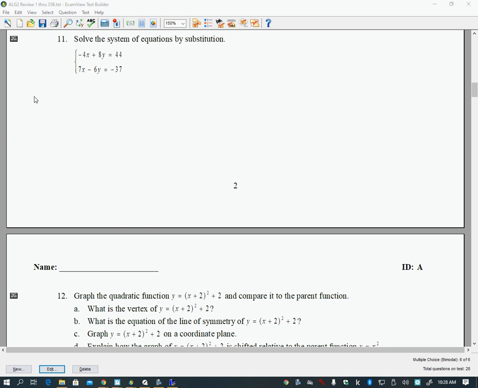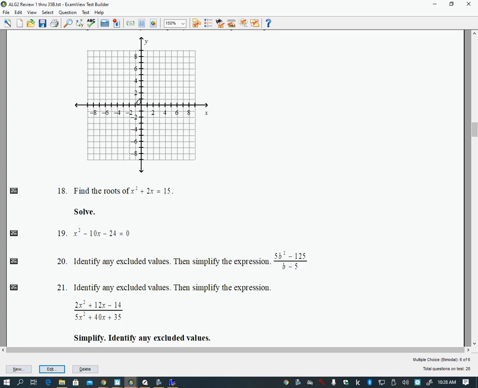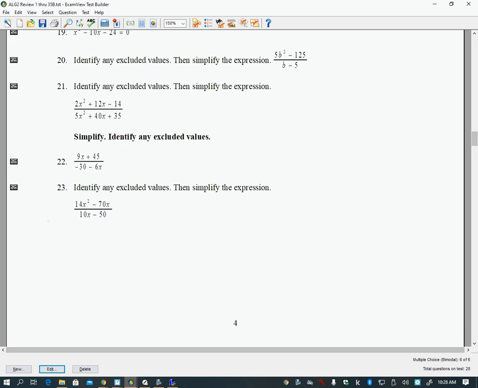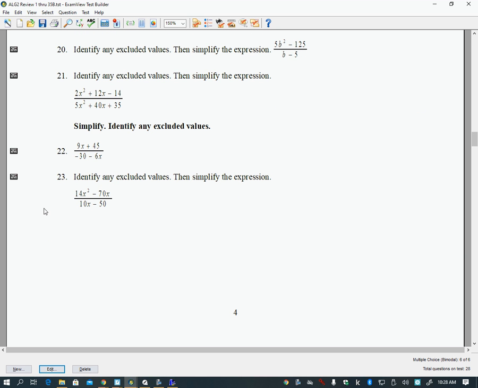Okay. Do you have a preference between 20, 21, and 22? Identify the excluded values. I mean, I would pick maybe the most difficult one. 21. All right. So 21, you want the excluded values. All right. So what can I absolutely never have in the denominator? What can the denominator never, ever, ever equal? 0.